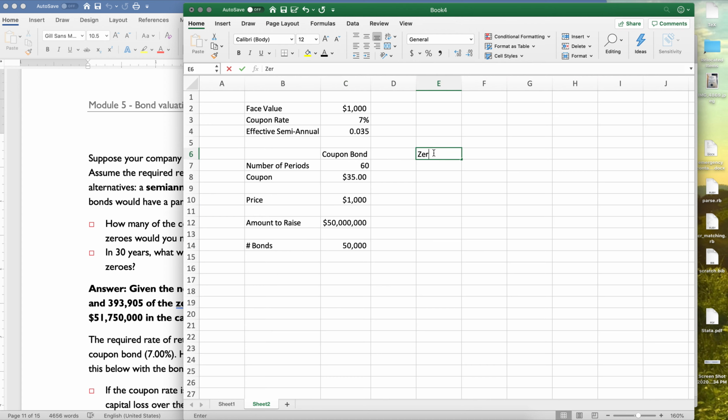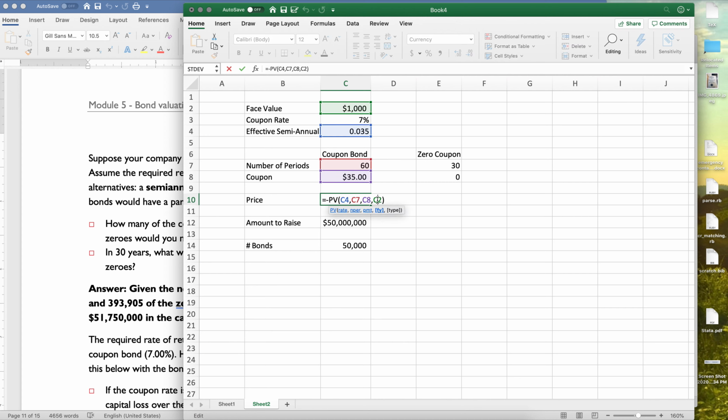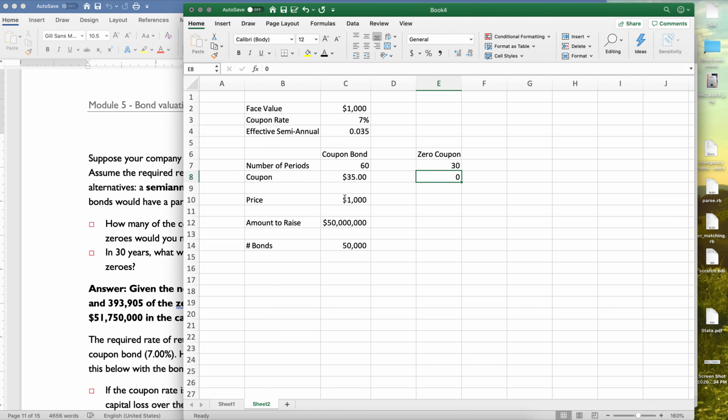All right, so the zero coupon bond, we have 30 periods. The coupon is 0. Let me lock a few of these cells, and then we'll just transfer the number over. Actually, you can't do that because the time period will be wrong. Let's do the effective annual rate, to the power of 2, and let me subtract 1 just so we're all in the same terms.